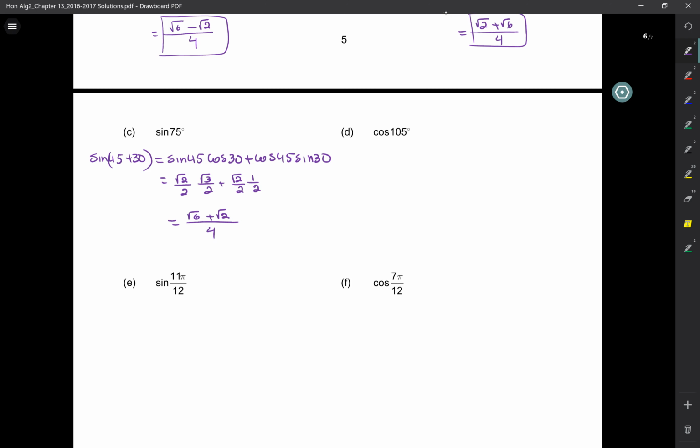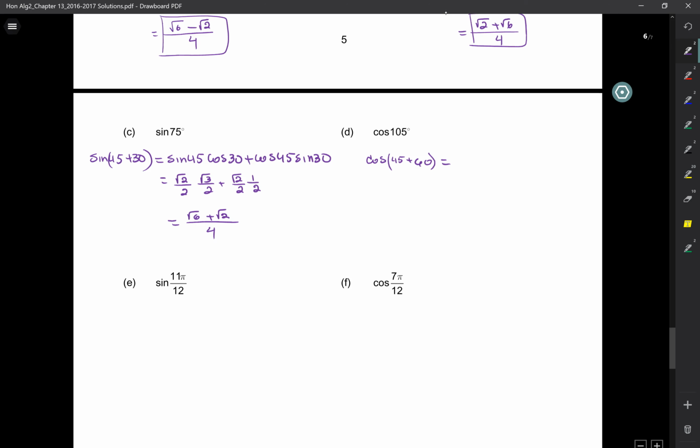You see a pattern. I see a pattern. What are we going to write 105 as? 135 minus 30. You could totally do that. You could do 45 plus 60. Right? Which one do you guys want to do? Okay, 45 and 60.